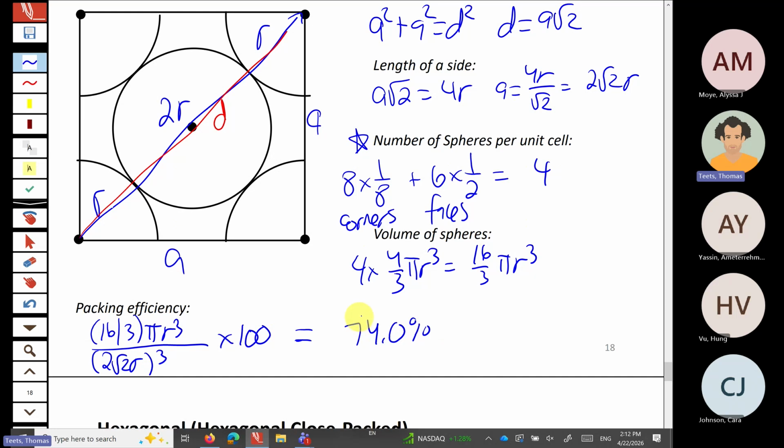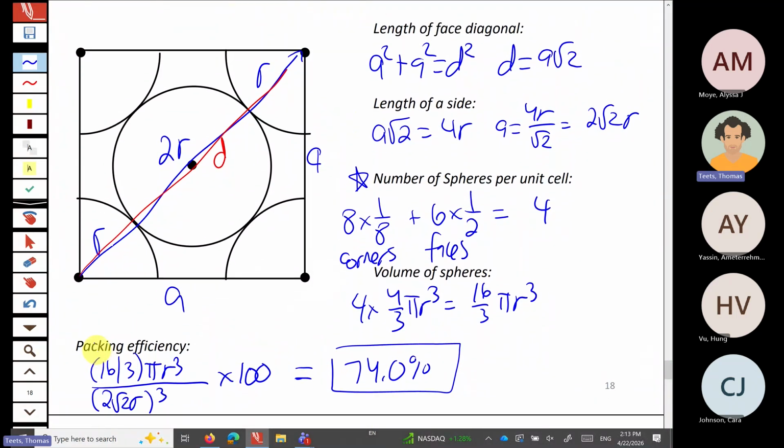All right, so the highest one yet. 52% for simple cubic, 68 for body-centered cubic, now 74 for a close-packed or face-centered cubic. All right, and that's the highest number we'll get, so that's as high as we go. And that's what it ends up with for face-centered cubic.